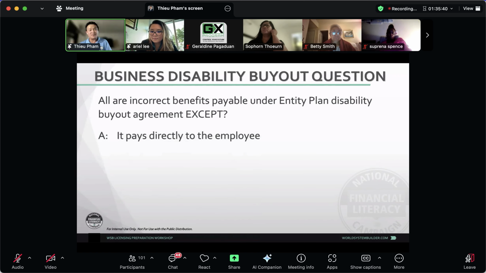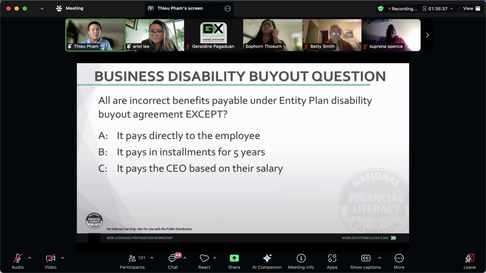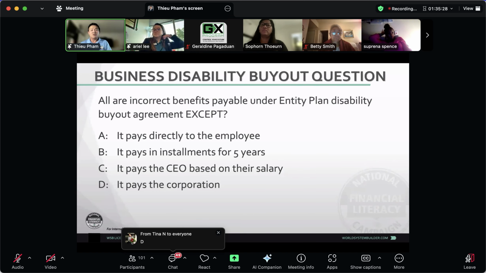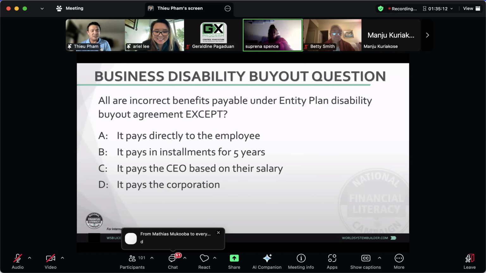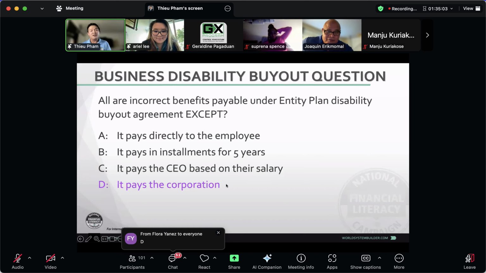All incorrect benefits payable under an entity plan disability buyout agreement except: it pays directly to the employee, it pays in installments for 5 years, it pays the CEO based on their salary, it pays the corporation. So remember the word except. Which one is correct? There are 3 that are incorrect. I think it's D. D is correct, right? Because this is for the company. It's not going to pay the employee because we're not buying out. So none of the others is correct. It pays to the corporation.